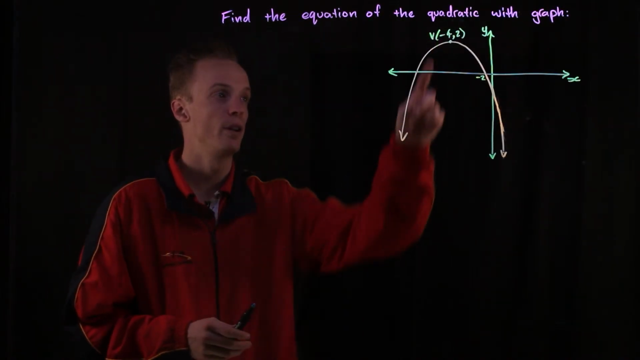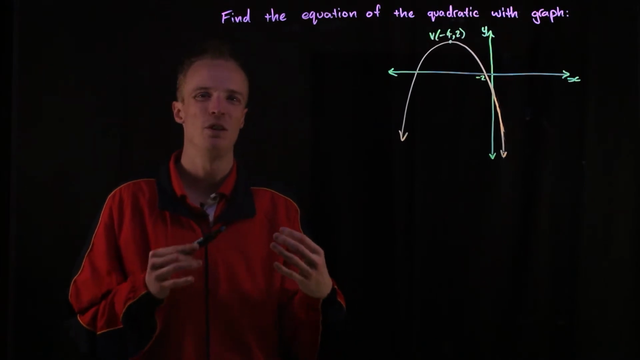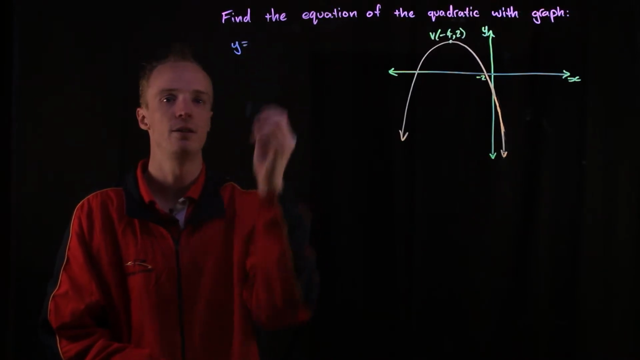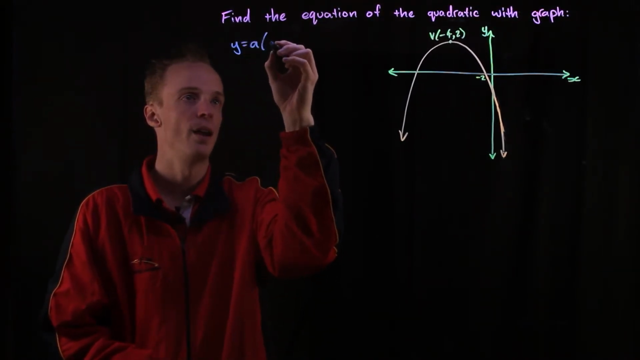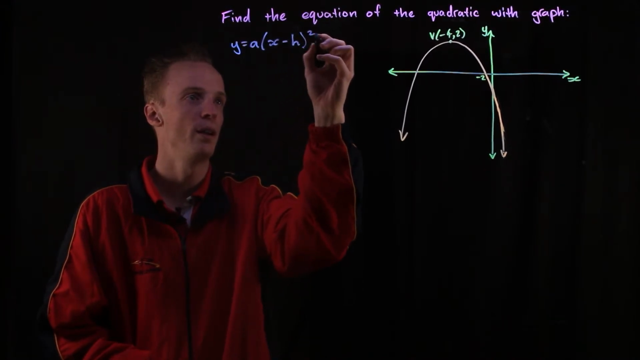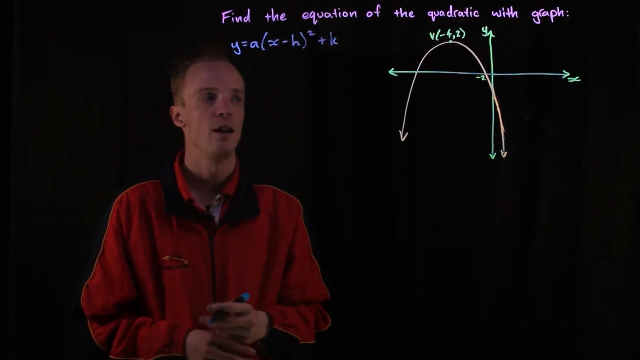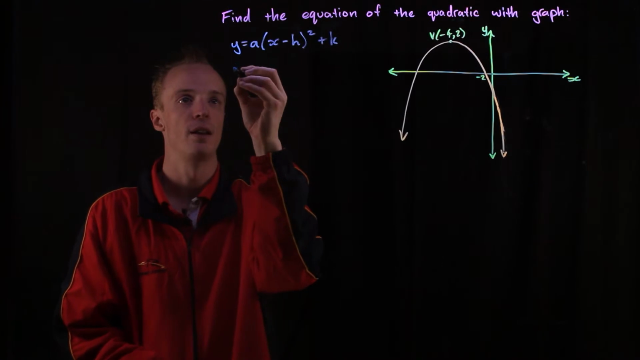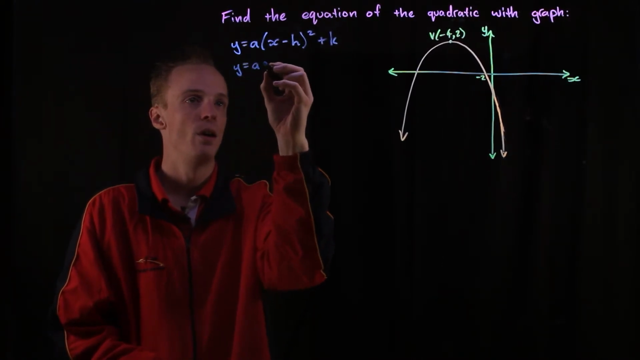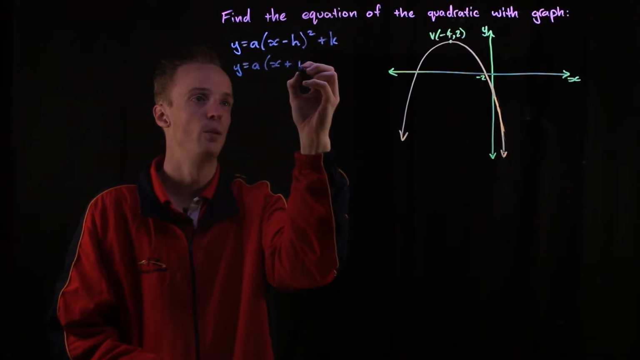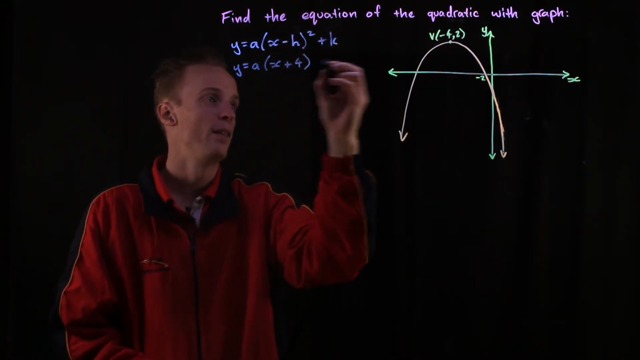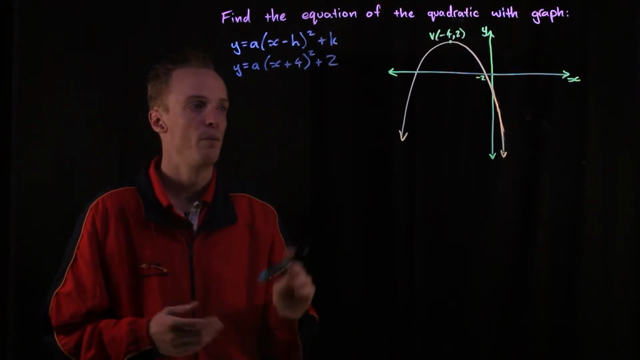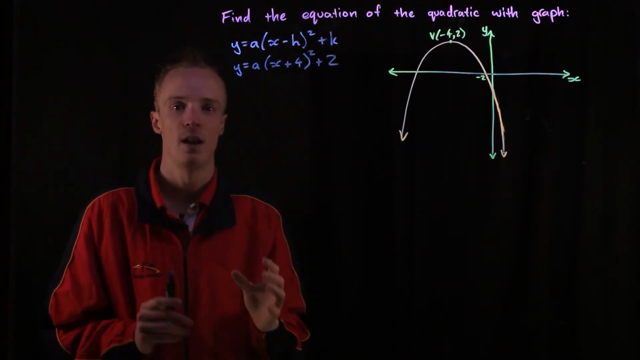In this example, we've got our vertex and we've got another point. So we're still going to use the same process that we did last time, and that is to start by putting it into vertex form, y = a(x - h)² + k. Now our vertex is (-4, 2). Keep in mind we've got to change the sign of the x coordinate. So when we substitute that in, our y is equal to a(x + 4)², because that's the opposite sign of negative 4, and then keep the same sign of the y, so that's plus 2.